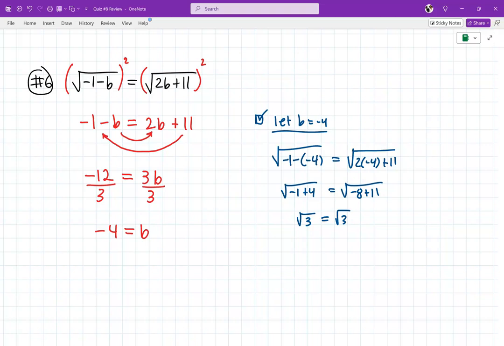Like I said, if it's just one answer, you probably don't have to check it because that's the only answer that we were able to solve. When you get multiple answers, then you do have to check them, okay? Even if you remember the homework we did on Friday, right?